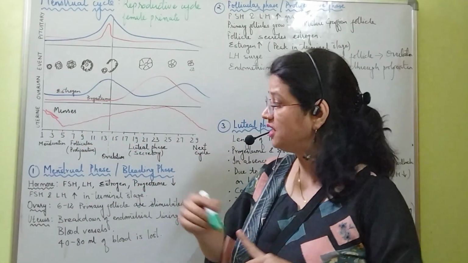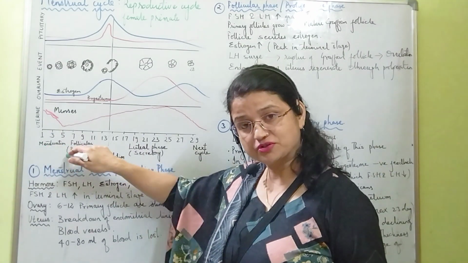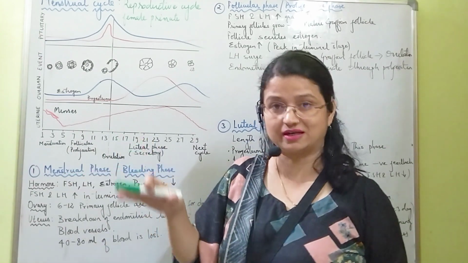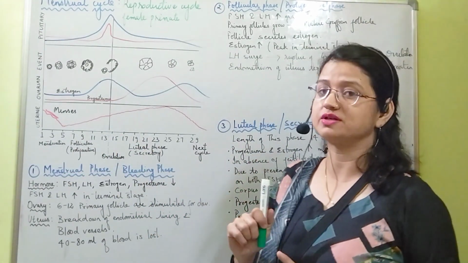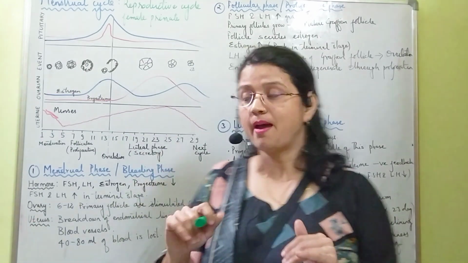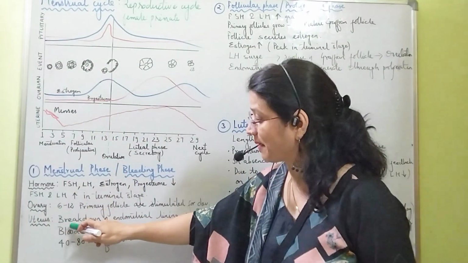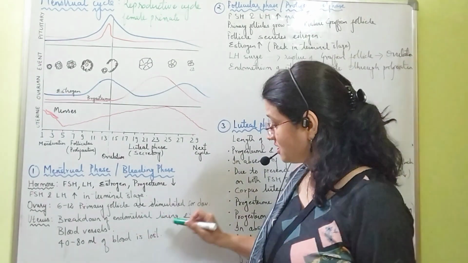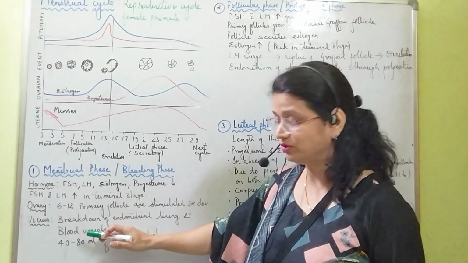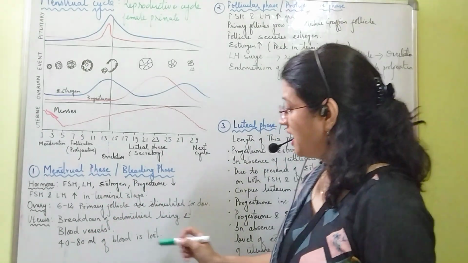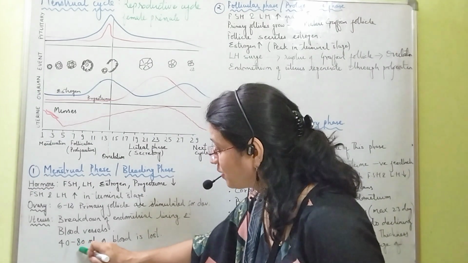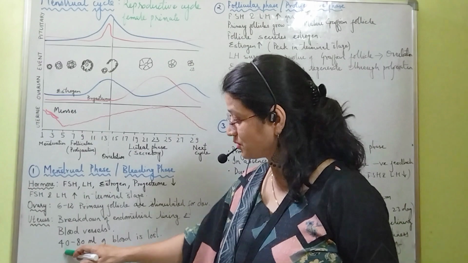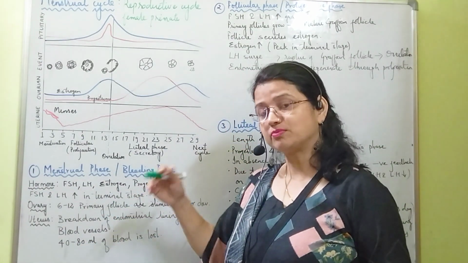I have already told you that during the menstrual phase, or bleeding phase, the level of progesterone hormone is very low. And we know that this hormone is required for the maintenance of pregnancy. But as its level is low, there will be the breakdown of the endometrial lining of the uterus and its blood vessels, and it will come out in the form of menstrual flow. In normal menstruation, 40 to 80 ml of blood is lost. Clear? More than that is not normal.